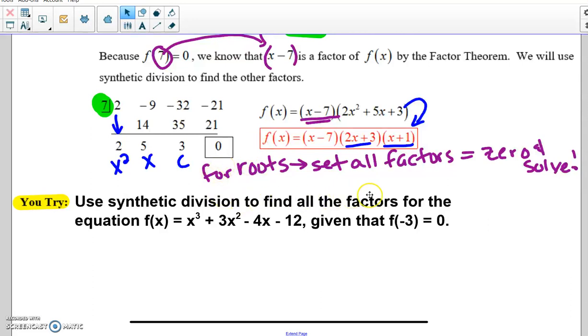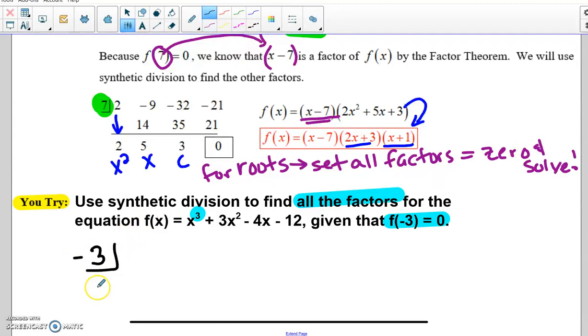Okay, so it says use synthetic division to find all the factors. So it wants all the factors. Since it's a third degree, there will be how many factors? That's right, 3. So you'll have 3 sets of parentheses just like before. They're telling you that f at negative 3 equals 0. What does it mean when the number you evaluate for equals 0? That's right, it means this is a root or a solution. Okay, so that means I'm going to be able to use it out here in my synthetic division.